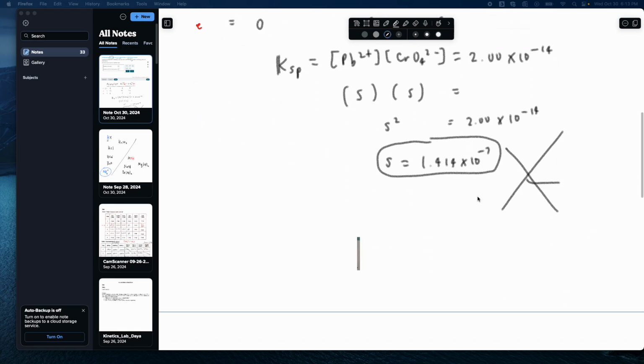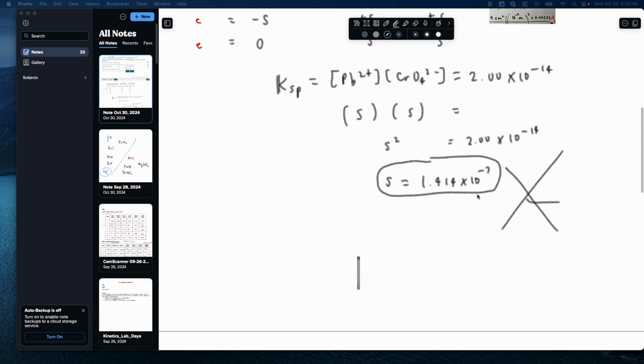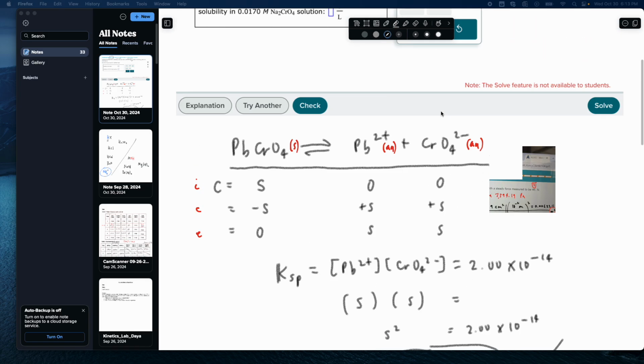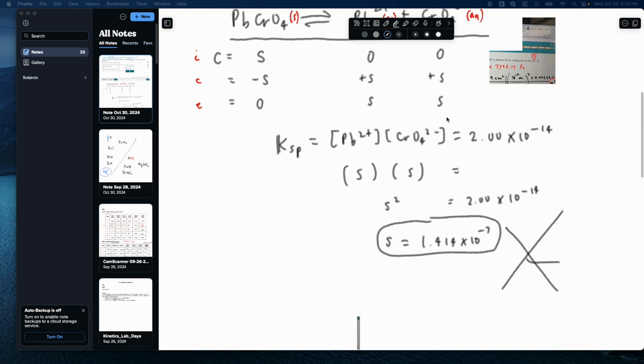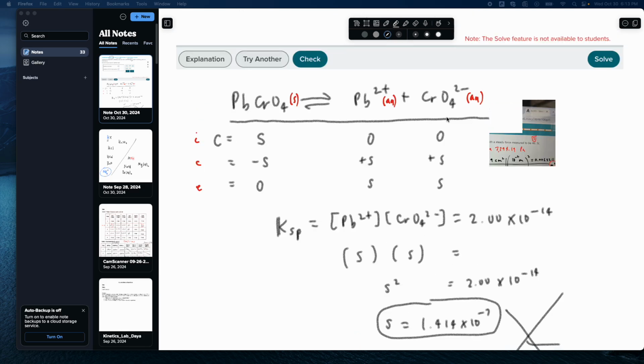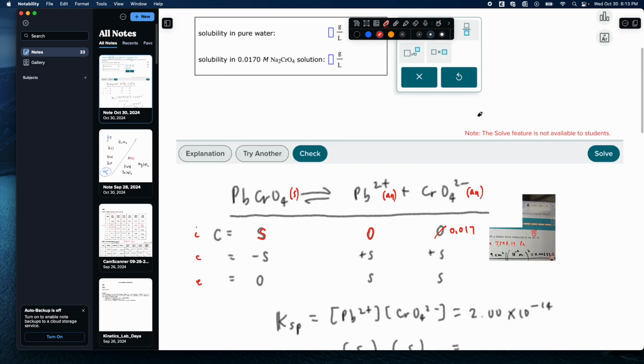But we got more trouble, because now we have to consider what if we already have some chromate in there. Let's go back up and look at the question. What if we have 0.017 molar chromate already in there? So I'm going to do the same table. Would it be confusing if we did it with this one? Let's try it. This will be S; S is going to go into solution this time. We're going to start out with 0 lead, but instead of 0 chromate, we're going to start out with 0.017 molar chromate. That's what the question said.